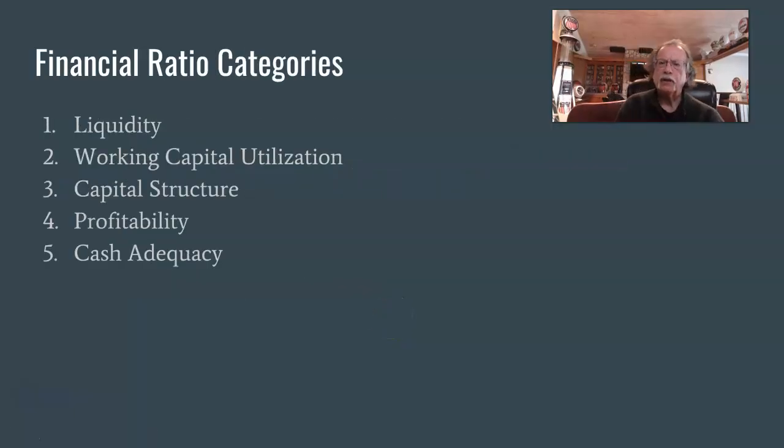And the 5 categories we're going to talk about is liquidity, working capital, capital structure, profitability, and cash adequacy. Now, most of these are used by accountants. However, as engineers, we want to be familiar mostly with liquidity and capital structure. The others are important. I don't want to minimize them, but they're utilized more by accountants than by engineers.